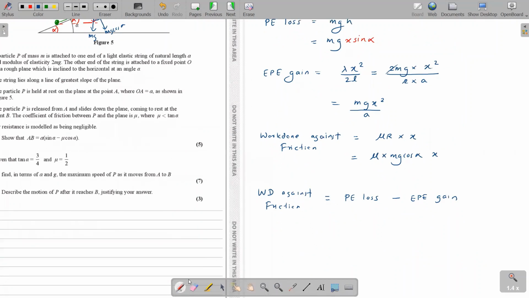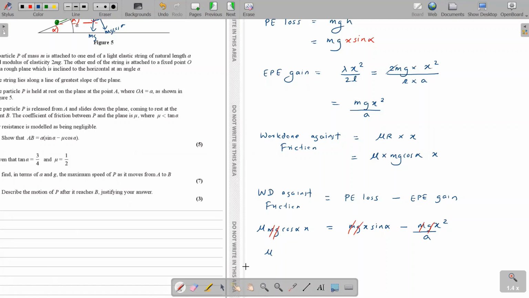So work done against friction is mu mg cos alpha times x. Potential energy loss is mg x sine alpha. Elastic potential energy is mg x squared over A. Is that okay? So simplifying, we can cancel out mg from everything.